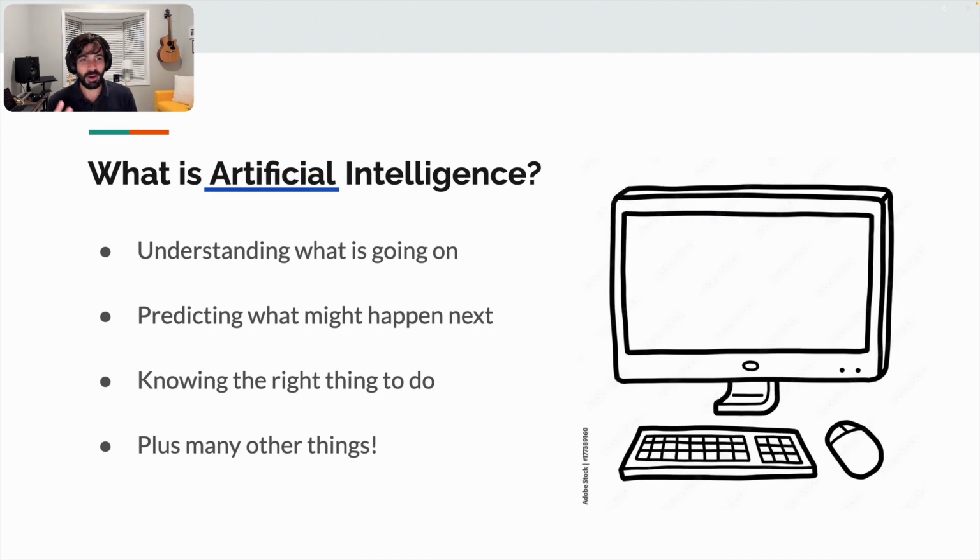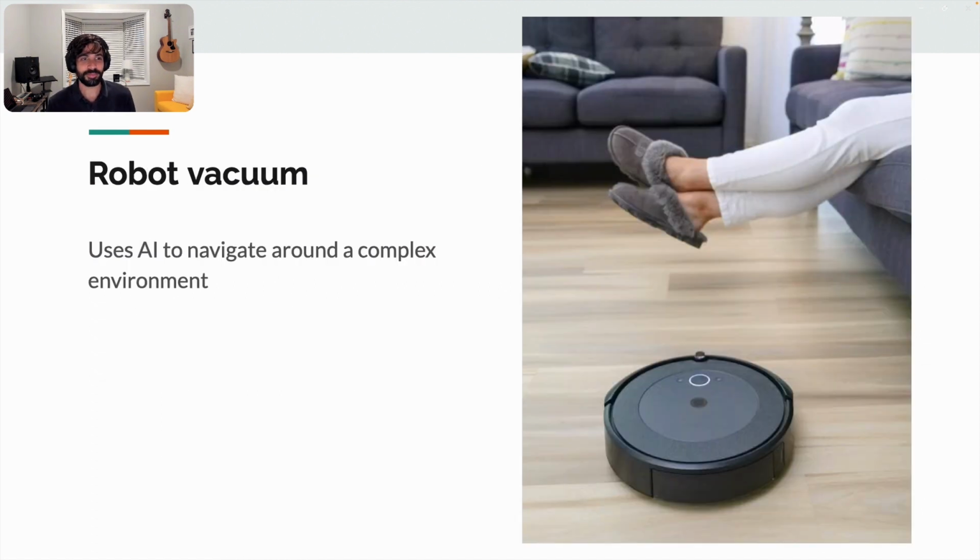So if we start talking about what is artificial intelligence, really, it's just doing all this stuff using a computer. So can we make a computer program that can understand what's going on in a situation, predict what might happen next, or know the right thing to do? If we can do that, then we can create something that justifies the name artificial intelligence.